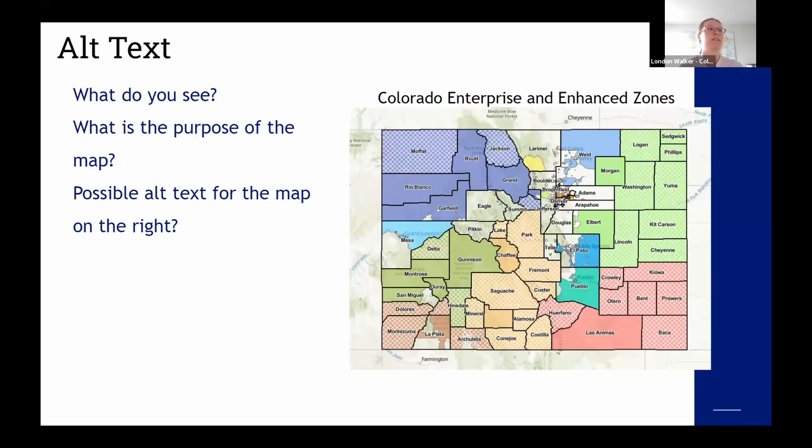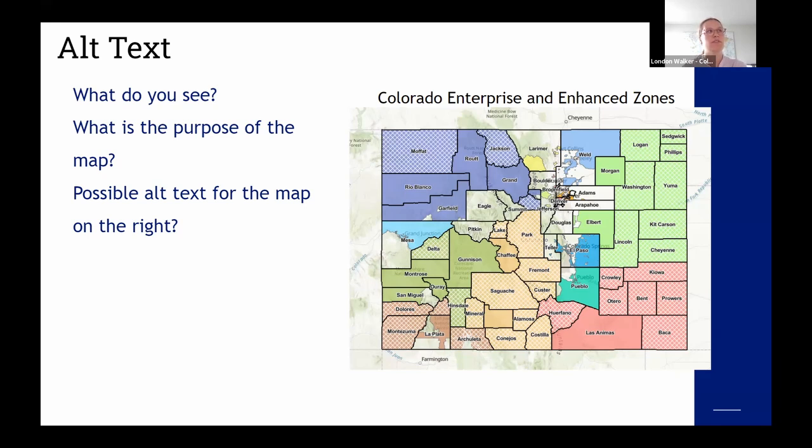Writing alt text can be a slightly complicated process. Ask yourself a few questions whenever you write alt text. What do you see? What is the purpose of the map? You want to write a concise alt text, but also get your point across. I find myself writing a long description for mini maps since they can get more complicated.